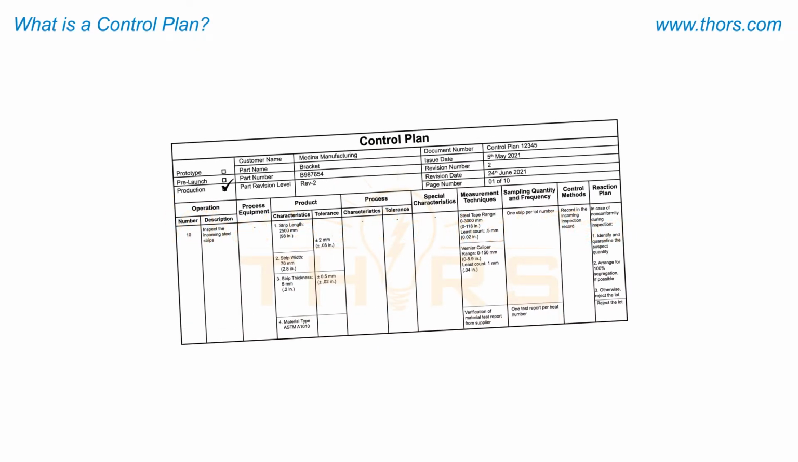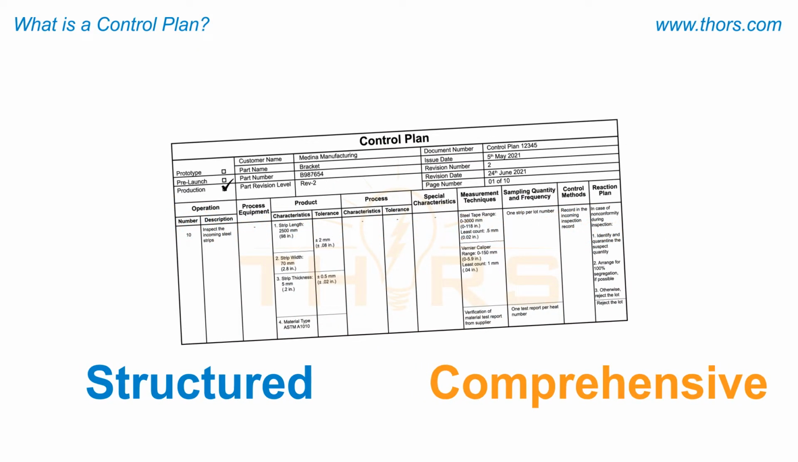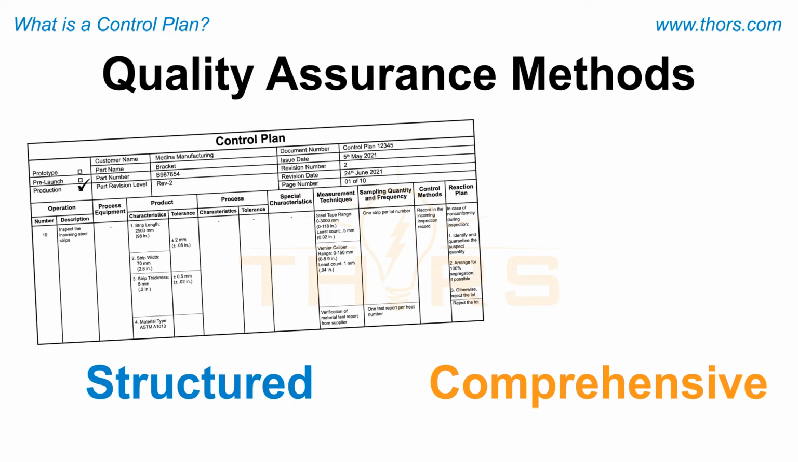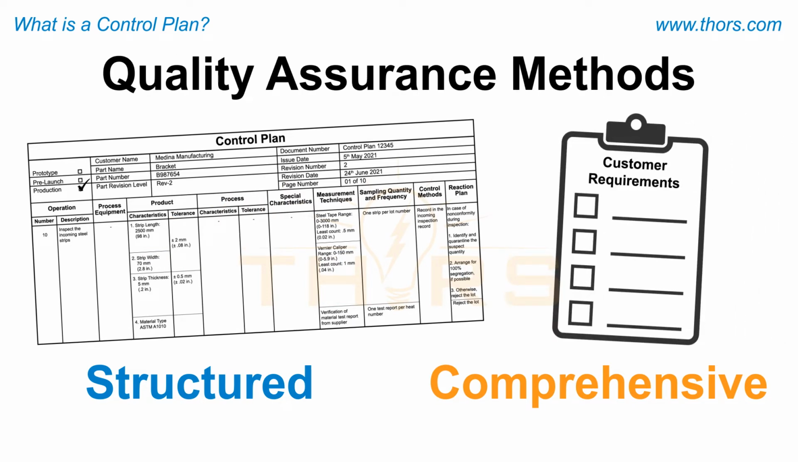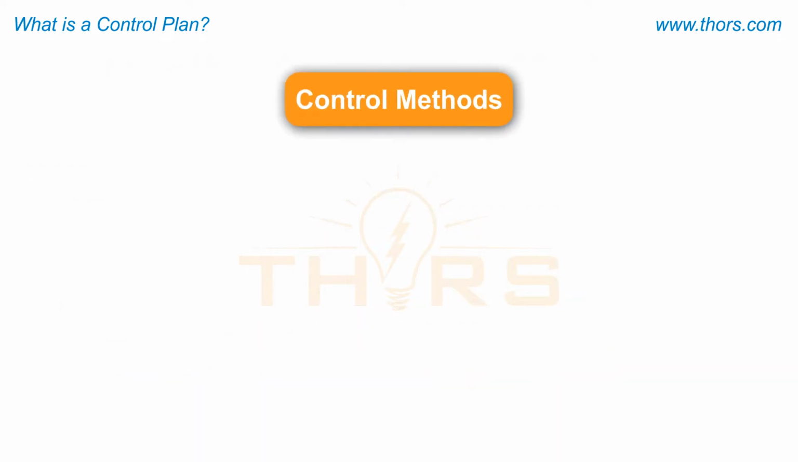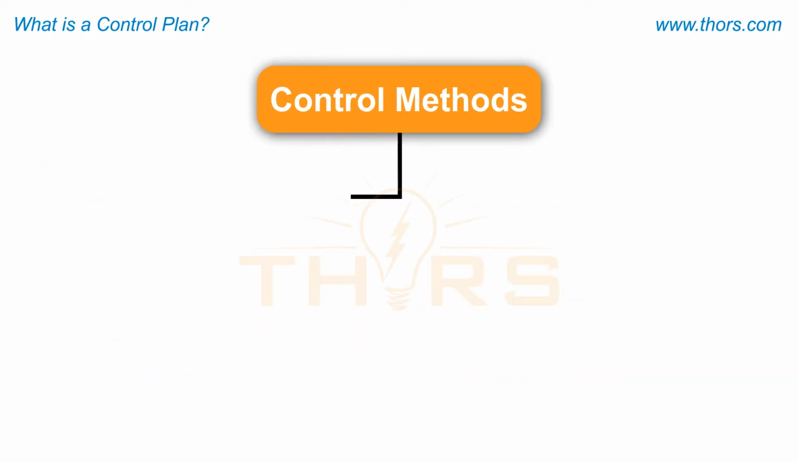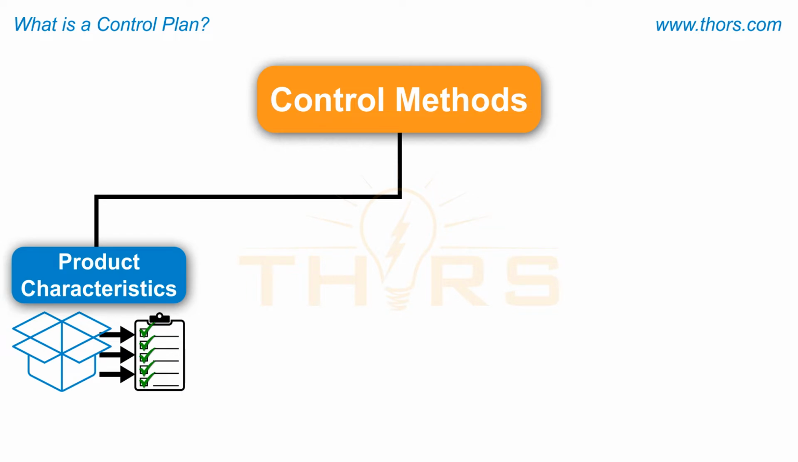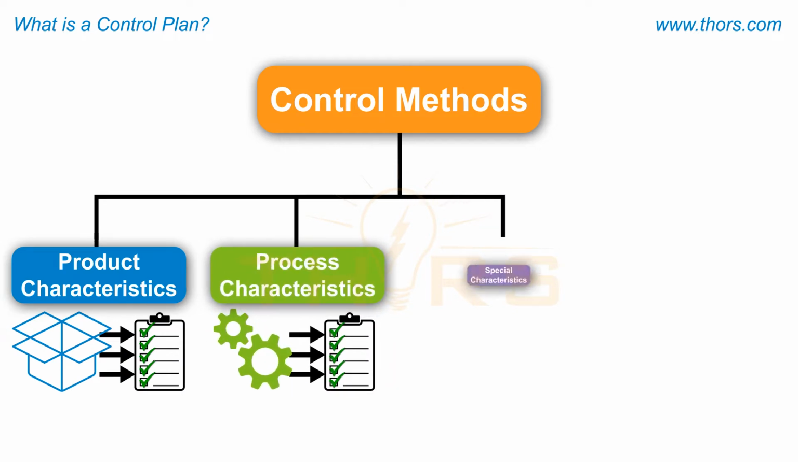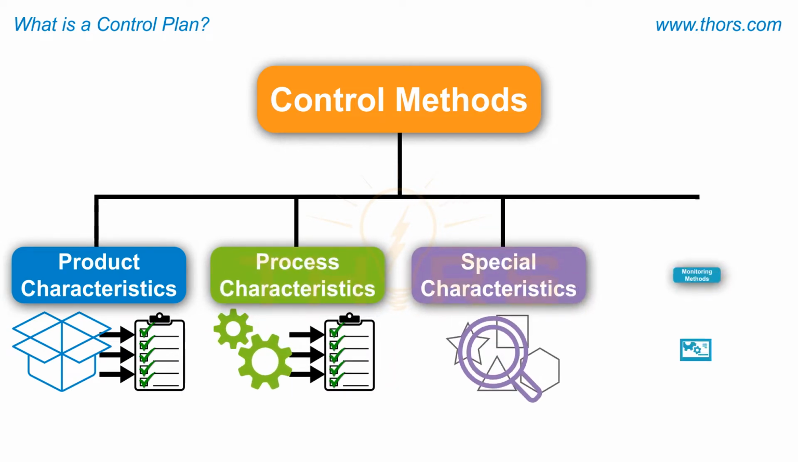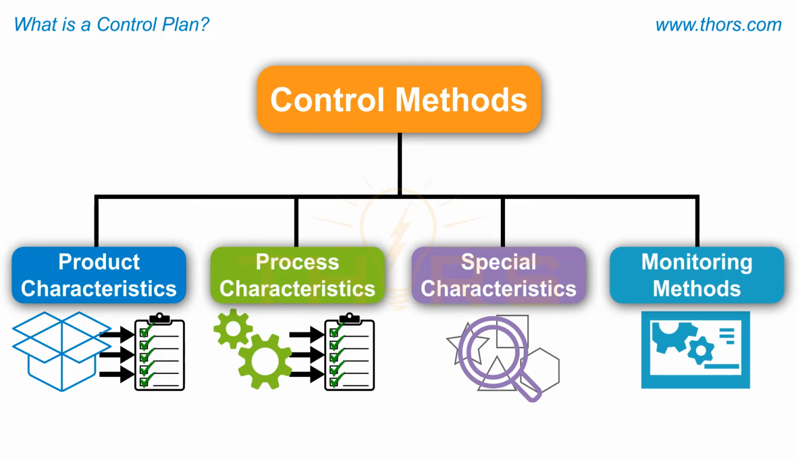A control plan is a structured and comprehensive document containing quality assurance methods used in a manufacturing process to meet customer requirements. The control plan specifies the controls to be exercised on the product characteristics, the process characteristics, the special characteristics, and the monitoring methods.